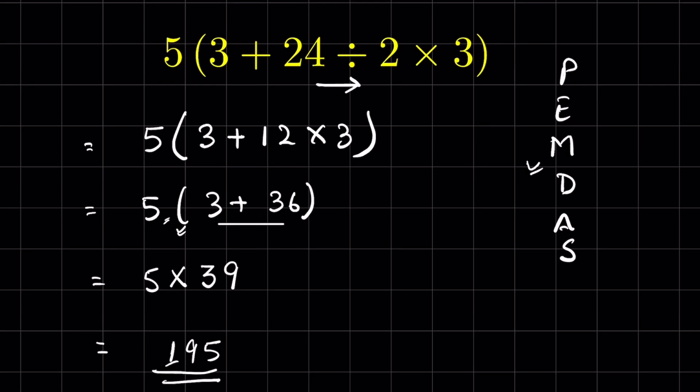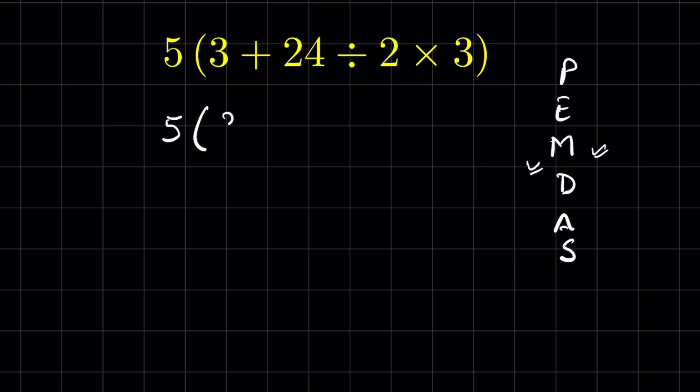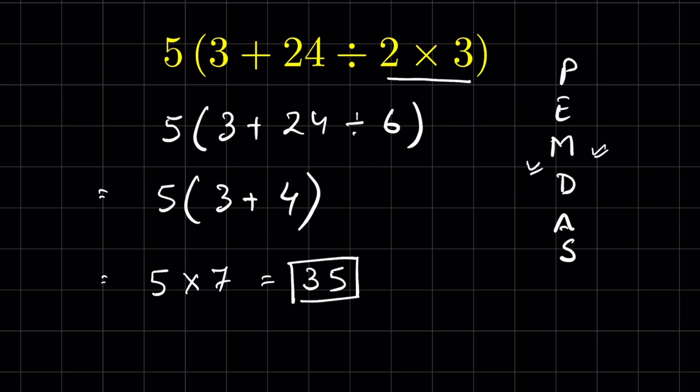What if you don't follow the left to right rule and just follow the letters of the operation? In that case, the answer will be different. 5(3 + 24... Now 2 times 3 is 6, so it is 24 divided by 6. Now 5(3 + 24 divided by 6, which is 4. 4 plus 3 is 7, so it is 5 times 7. The answer is 35. So if you follow PEMDAS and just the letters, then the answer is 35.